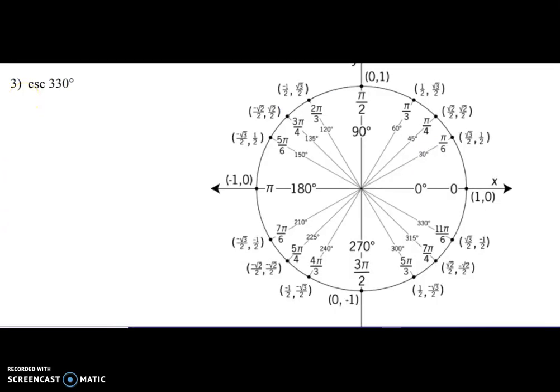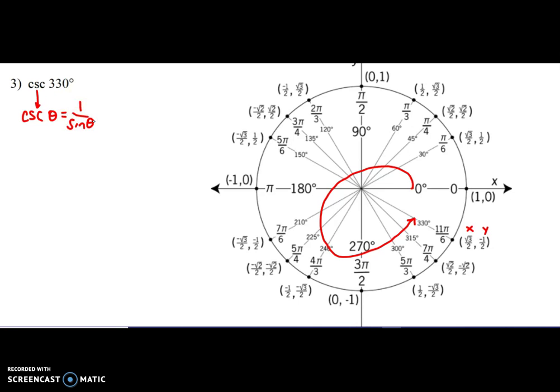Let's look at this next problem, which is the cosecant of 330 degrees. So let's find our 330 degrees. 330 degrees is right over here at 11 pi over 6. And depending upon what we're looking at, either the x, the y, or if there's a cotangent, we'd look out here at our tangent values. So the cosecant of 330, well, cosecant of any angle is equal to 1 over the sine of the angle.